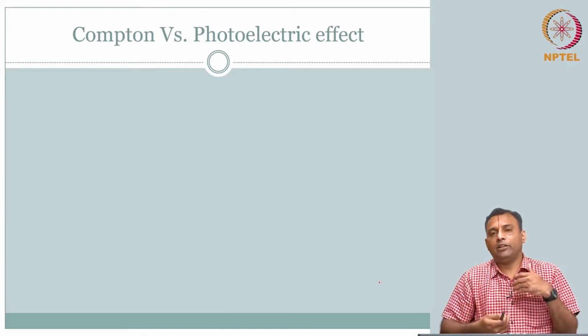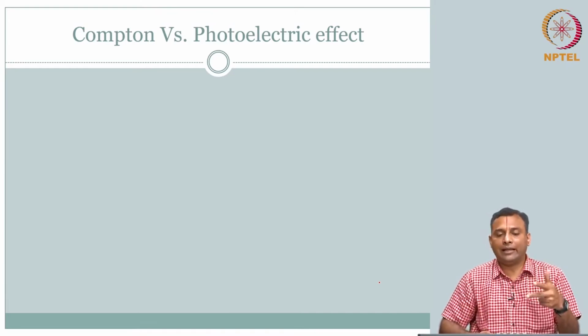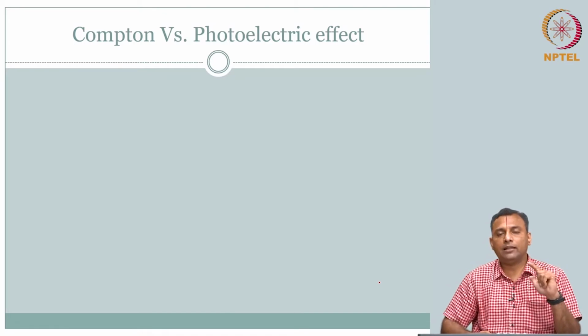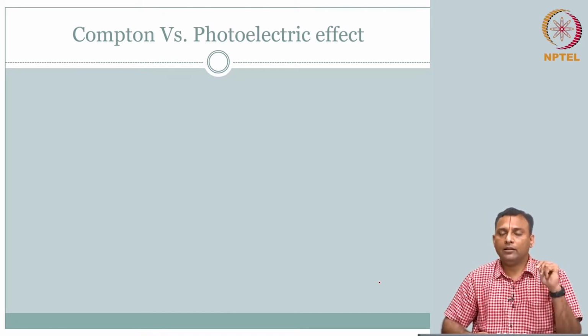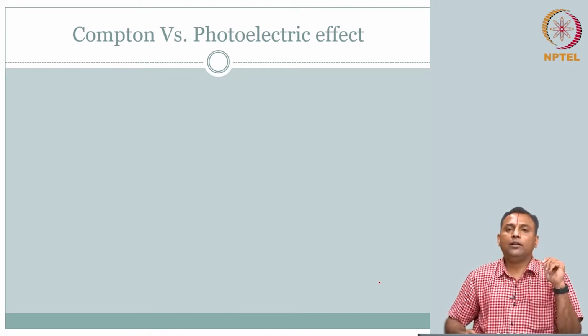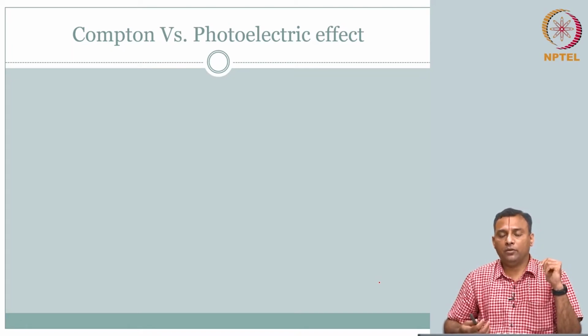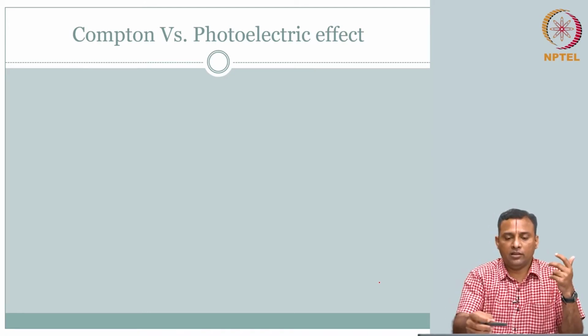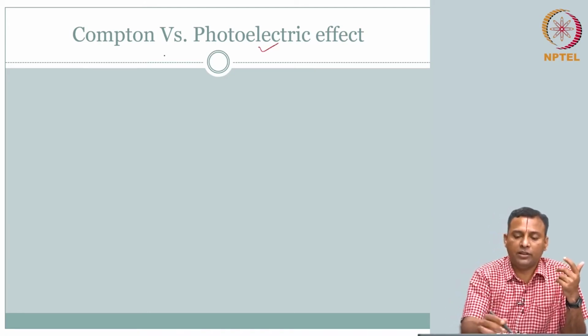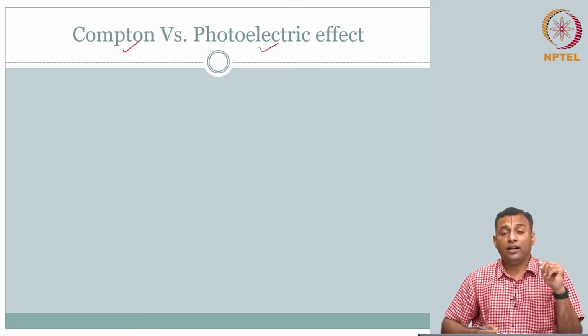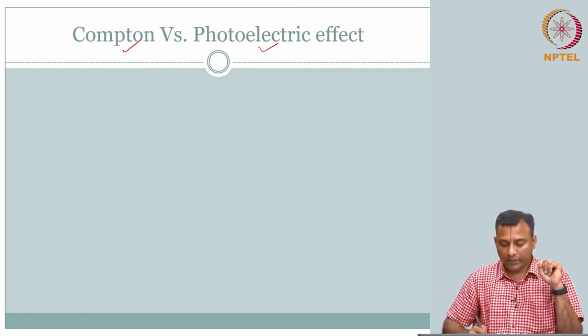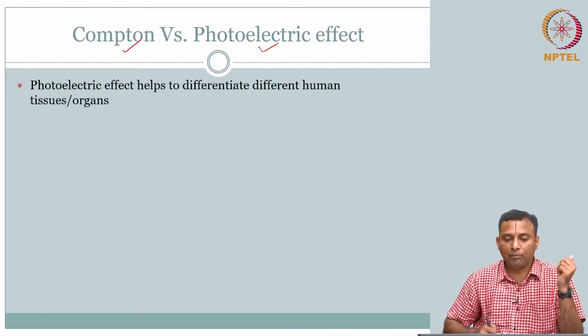It has to interact with the body. So, there are two prominent interactions that we are worried about. One is Compton, the other is photoelectric. Which condition favors each, or which factors favor each of the effects, and which effect are we interested in? What is our task? That is what we want to do here when we compare.